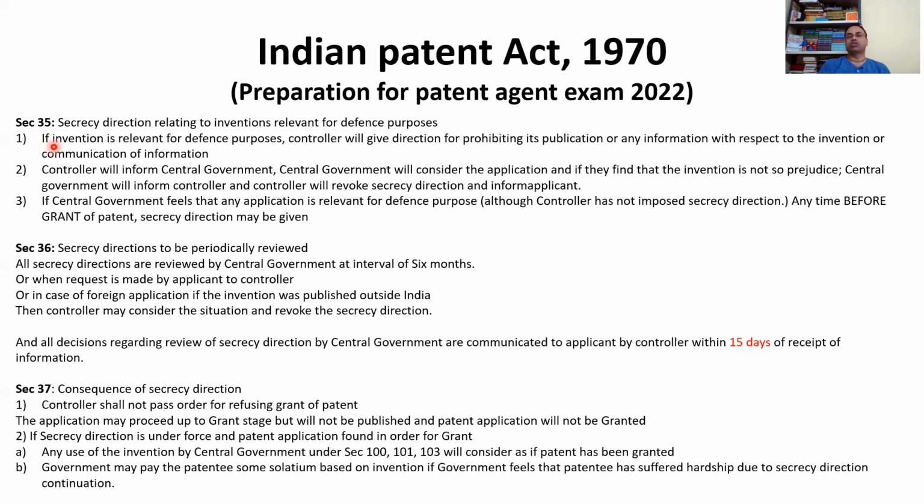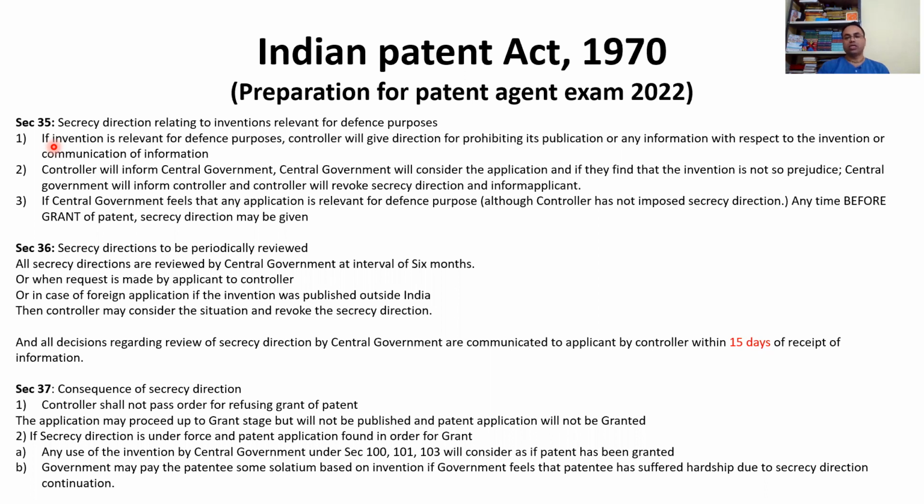But missile is the most appropriate place where it can be used. Then they will issue a secrecy direction that you cannot publish this idea in public, and then the secrecy direction is on. They are not going to revoke the secrecy direction, and government starts to use that coating composition for missile manufacturing. Because they are using this for missile manufacturing, they will pay some solatium to the patentee. They will decide how much to pay, but they will pay some solatium if the government is using it.